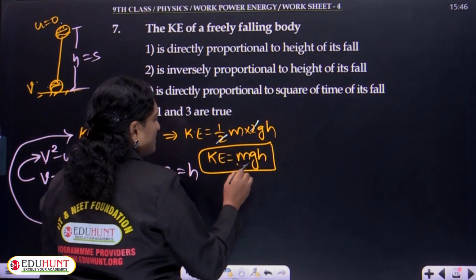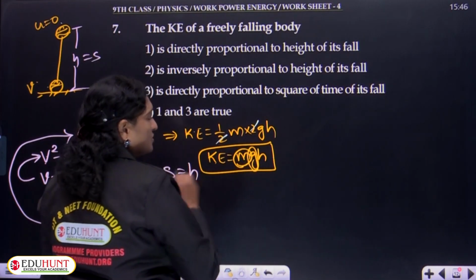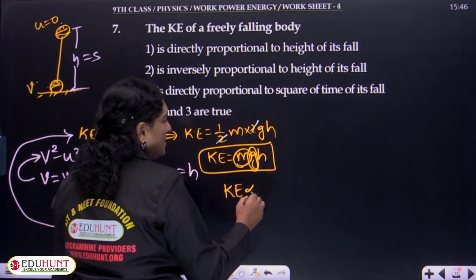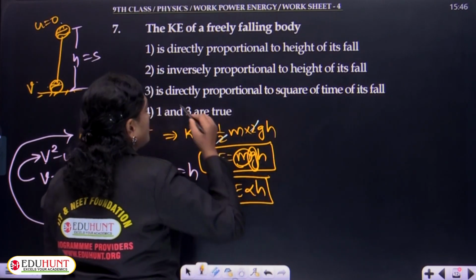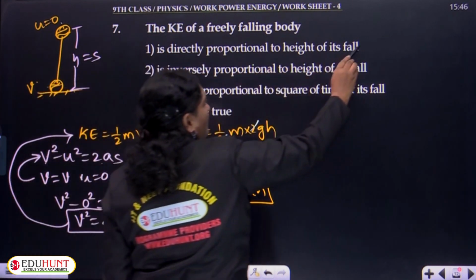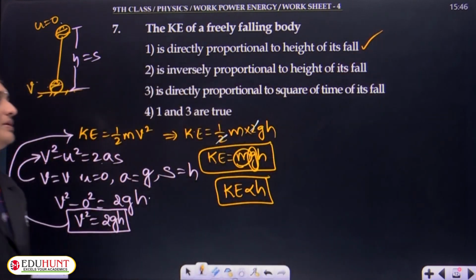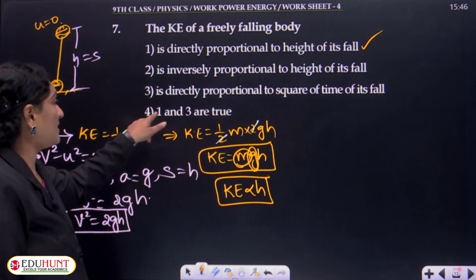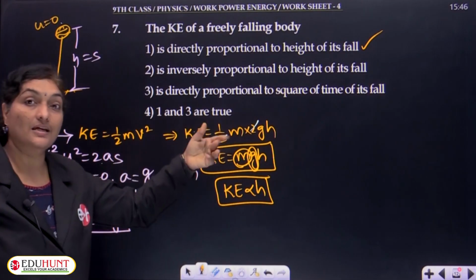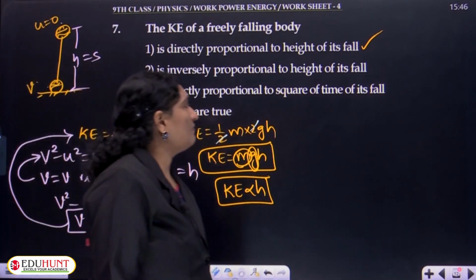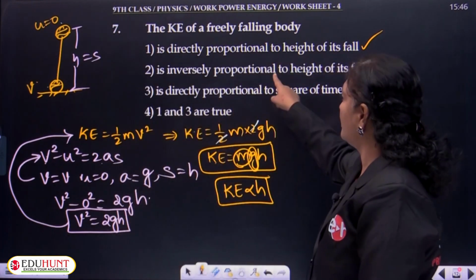So clearly the mass of the body is constant. Acceleration due to gravity at a given place is constant. Hence kinetic energy is proportional to h. So the kinetic energy of a freely falling body is directly proportional to the height of its fall. So of course option 1 is true. But if you observe carefully, in the fourth option, 1 and 3 are also true, it was given. So if 1 is true, let us see whether the second option is true or not.